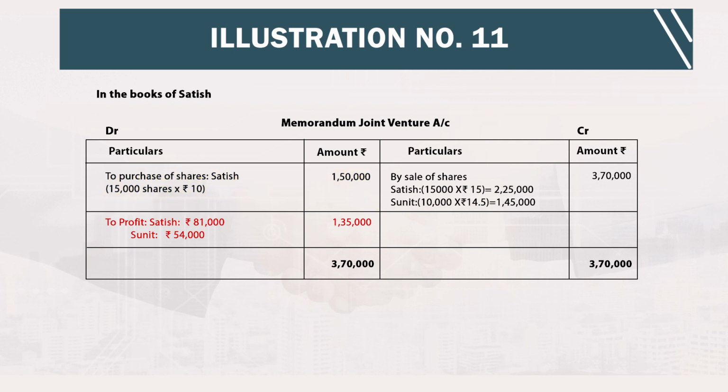Now, come to credit side. By sales of share, Satish 15,000 at the rate of rupees 15, that is 2,25,000. Sunit 10,000 at the rate of 14.5, so 1,45,000. Total amount 3,70,000 on credit side. Make total on both side 3,70,000. There is a difference on debit side, 1,35,000, that is the net profit. This profit will be apportioned among Satish and Sunit. So, Satish will get 81,000 and Sunit will get 54,000.